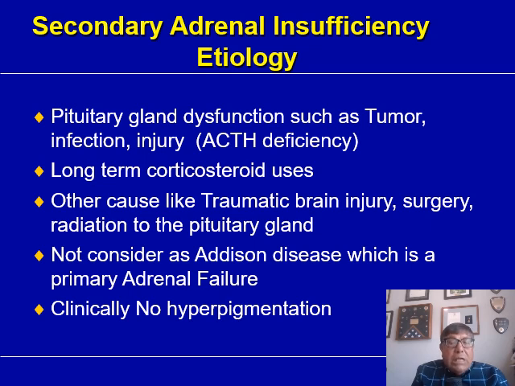and which I will discuss not in this lecture. There will be a separate lecture about management of hypothalamic pituitary adrenal axis suppression. The other cause is brain injury, traumatic brain injury or surgery, or radiation to the pituitary gland because of a malignant tumor.